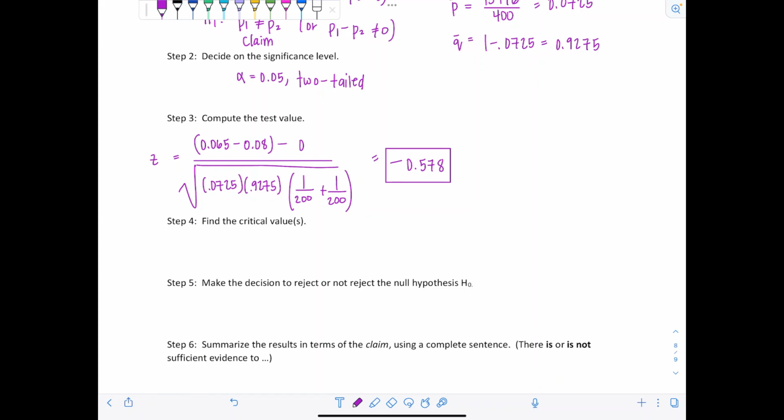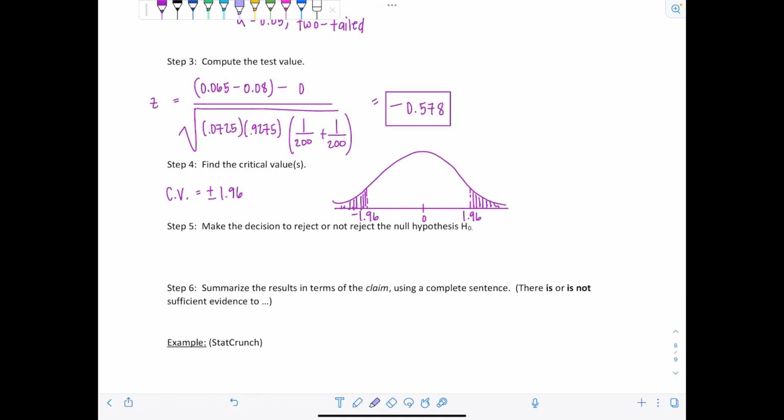Okay, find the critical values. So alpha is 0.05 and the test is two-tailed. So let's see. Do you remember what it is? If it's a two-tailed test, then you set up the same value that you would with the confidence interval. It's going to be plus or minus 1.96. So we've got two critical values because this is a two-tailed test. And then we have to make the decision to reject or not reject the null. So where does the test value fall? In which region? Negative 0.578, that's somewhere around here, right? Negative 0.578. And this is the non-critical or non-rejection region. So that means our decision is going to be that we fail to reject H naught.